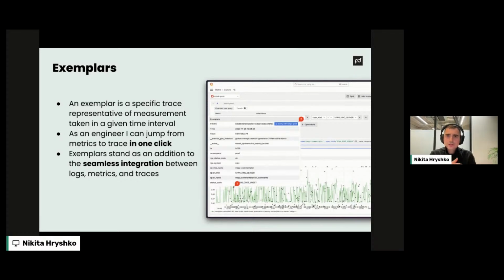And the second cool feature is called exemplars. And it's really hard to describe, but I will try. Let's say one exemplar is a representation of a specific trace taken in a given time interval. I know, again, it's hard to understand from the first look, but for me as an engineer, this means that I can jump from my metrics to a specific trace just in one click. And exemplars stand as an addition to the seamless integration between logs, metrics, and traces, like a cherry on the pie, if we can say that.